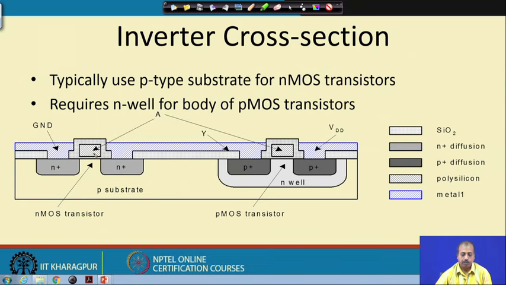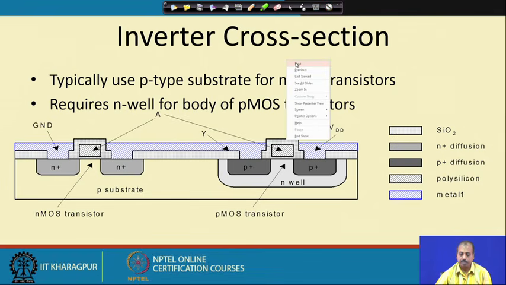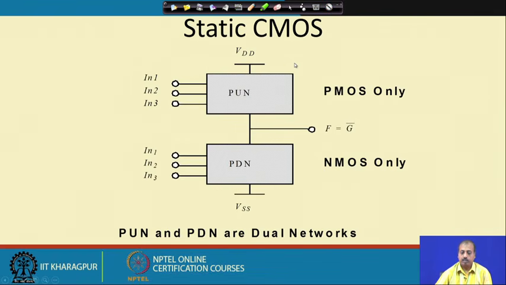So, this A is going to both the gates and Y is taken from the shorted point of the drain of the P type transistor and the source of the N type transistor. This way we can realize this CMOS inverter.